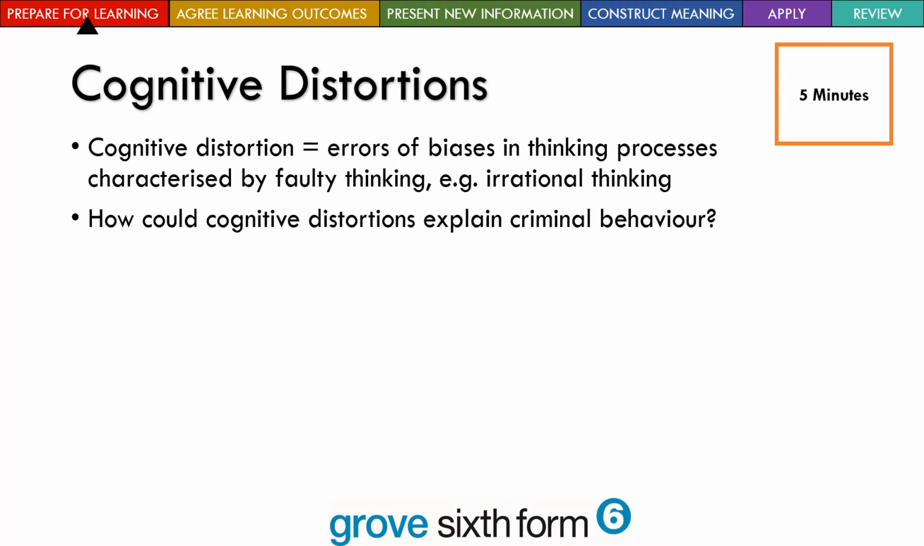So at this point, pause the video and have a think about what type of thought problems individuals with criminal behaviour might have. Think about maybe some of the things that might trigger the crime, and then think about some of the things that might exist that help justify criminal behaviour.